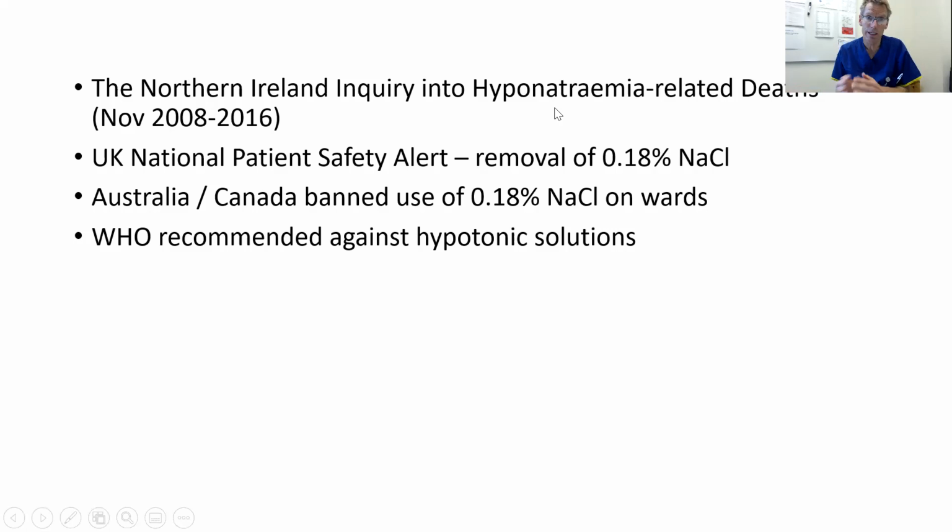And so many countries had major inquiries. In Northern Ireland, there was an inquiry that stretched over 8 years. In the UK, there was another inquiry. In Australia, there was an inquiry. And in Canada, there was a big coronial inquest that went for many years. Eventually, all countries banned the use of this fluid, 0.18% sodium chloride. It's just important that we don't use that in patients who are very sick and at risk of hyponatremia. WHO has also recommended against using these types of hyponatremic solutions.